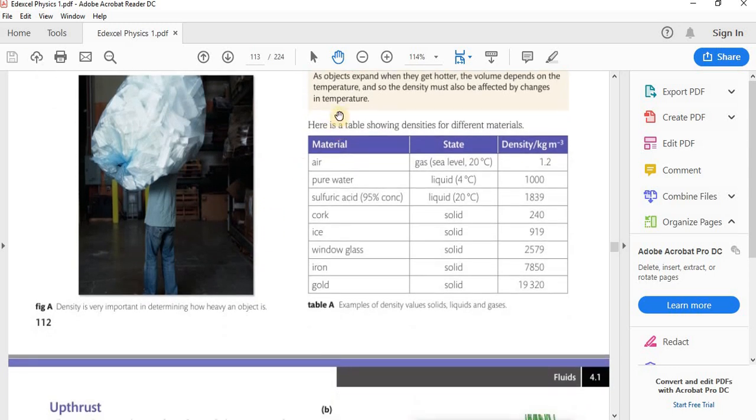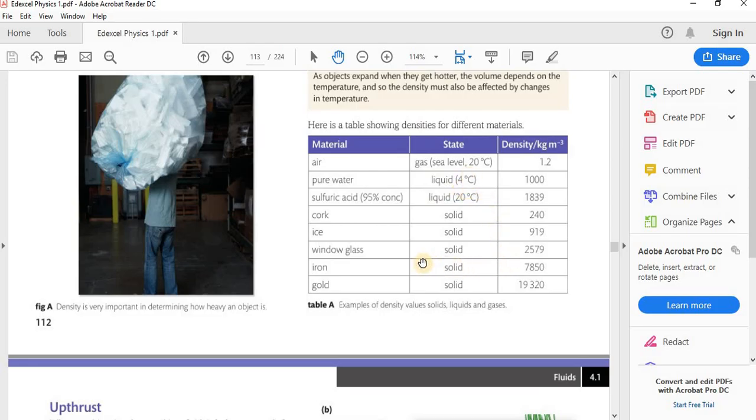Okay. Here is a table showing densities for different materials. So we have air, pure water, sulfuric acid, cork, and you don't need to memorize this. Just for you to have an idea, they have given you this. And you can also see ice, 990 kilograms per cubic meter. Pure water, 1000 kilograms per cubic meter. And they have also given the state and the temperature, and there is an exemption for water. Water has its highest density at 4 degrees Celsius.